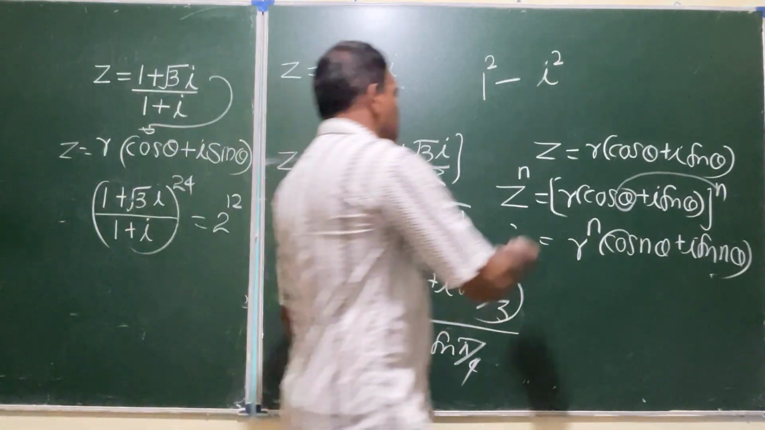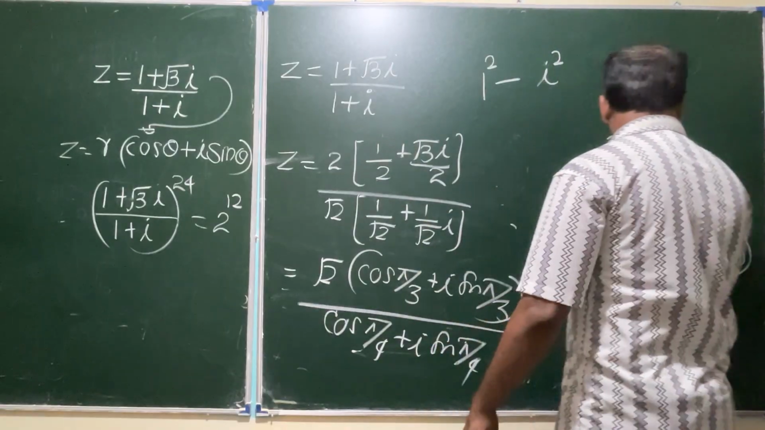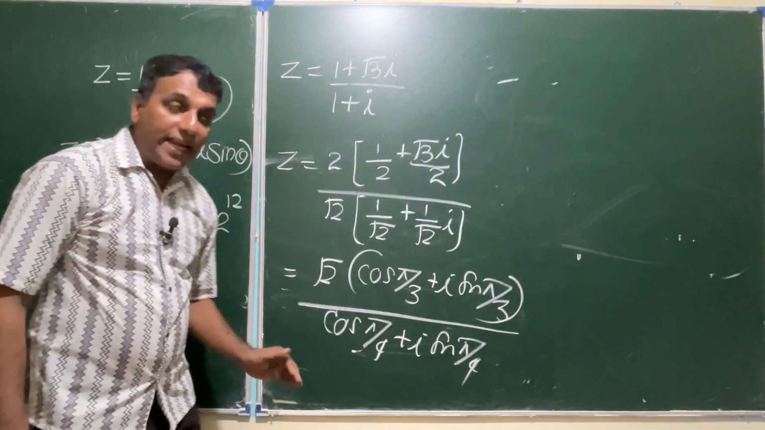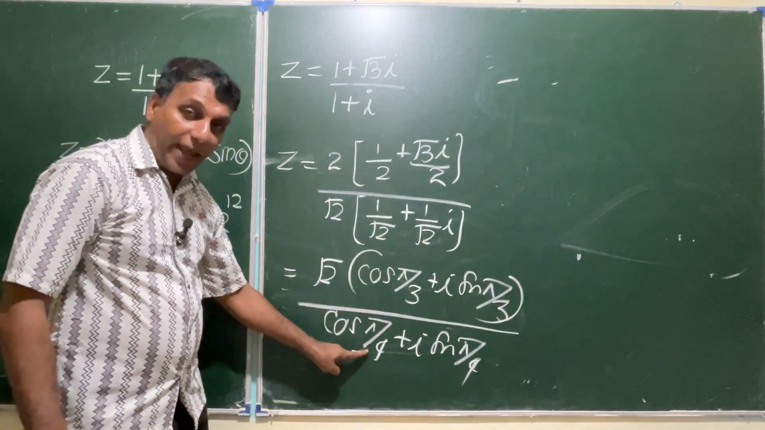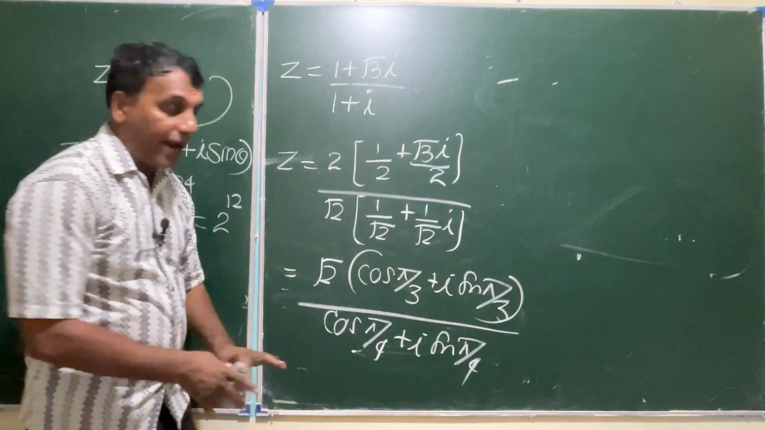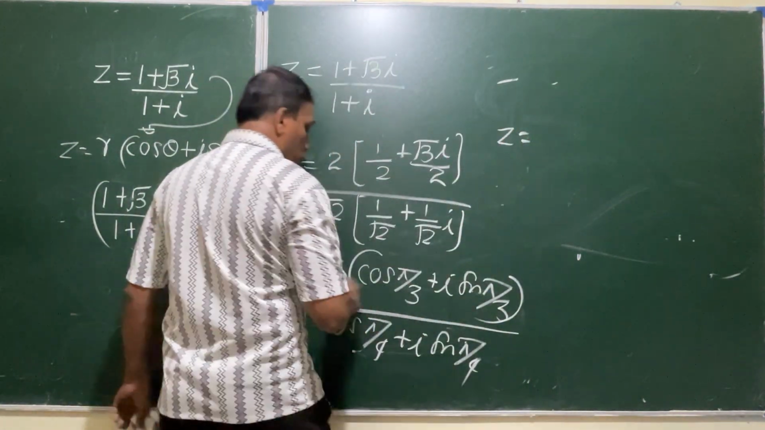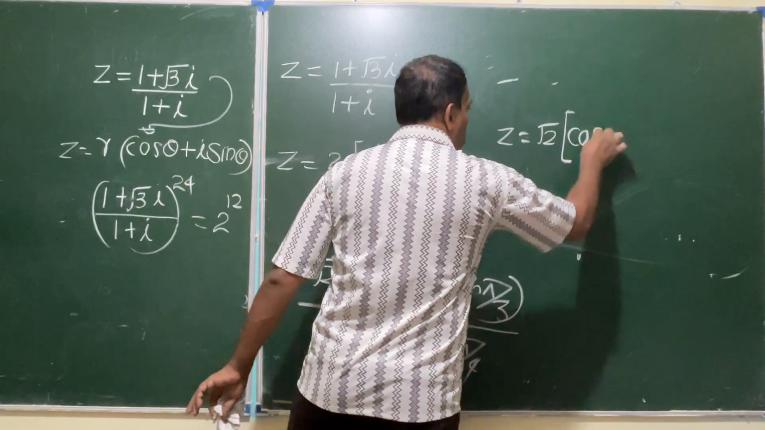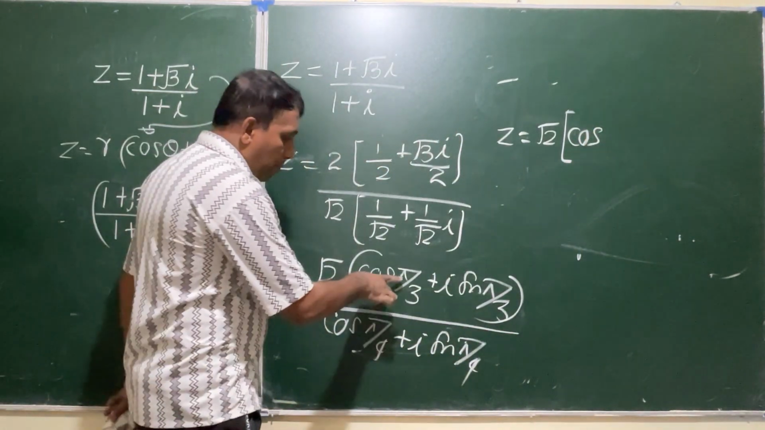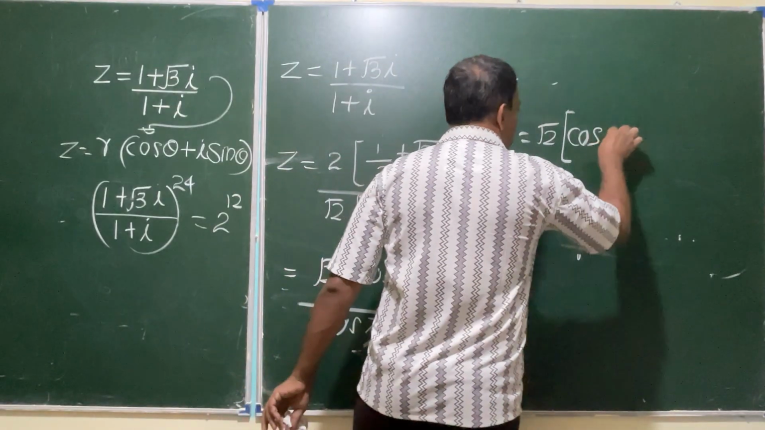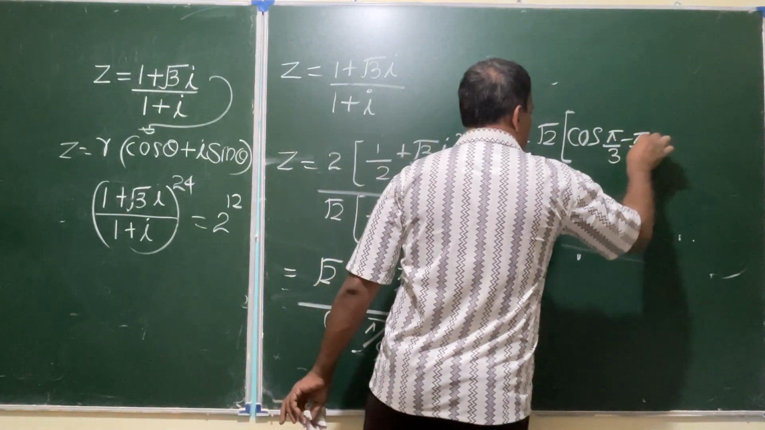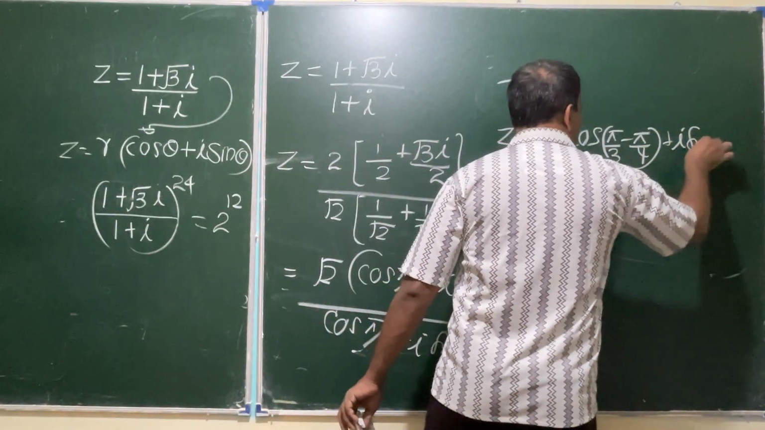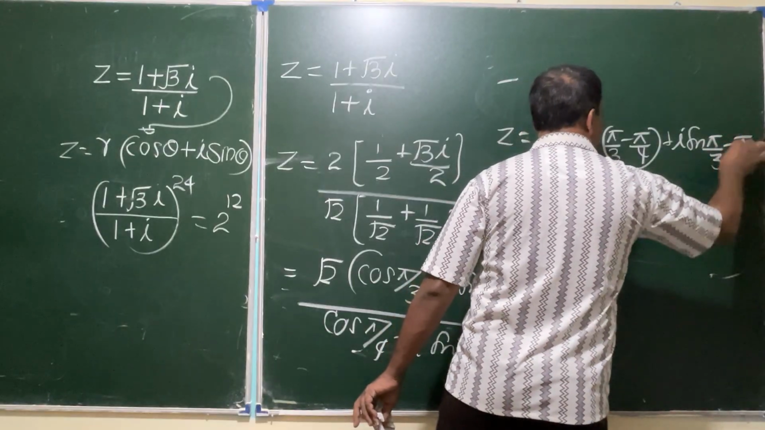Okay, see the next one. And the famous rule in complex numbers: when two complex numbers are divided, the moduli divide and the arguments subtract. Modulus divide, argument subtract, right? Therefore, z equals square root 2 times a single complex number, cos of the arguments, the amplitude theta, subtracted: pi by 3 minus pi by 4, 60 minus 45 degrees, right? Plus i times sin of pi by 3 minus pi by 4, right?